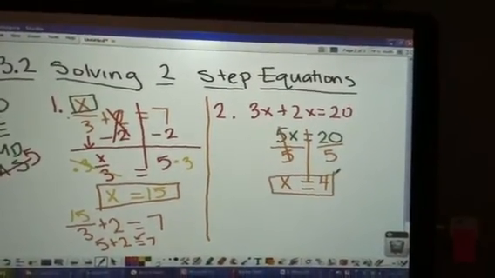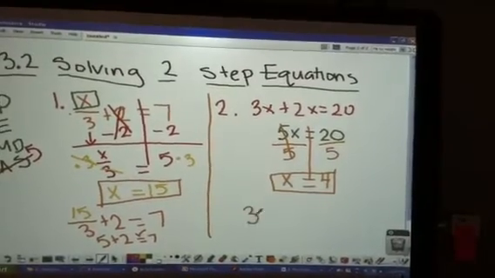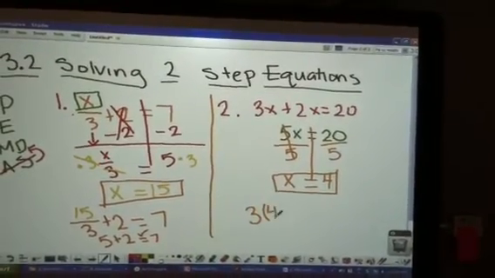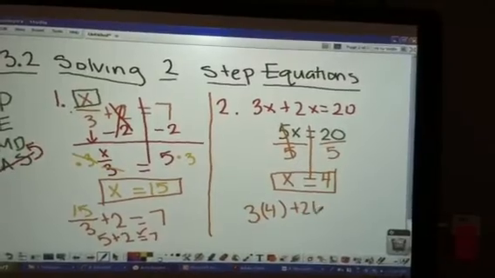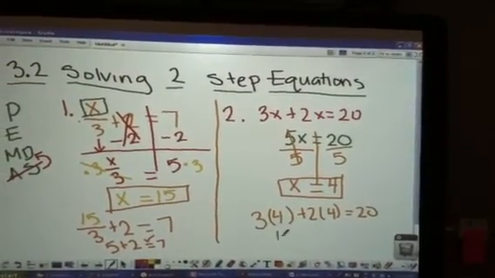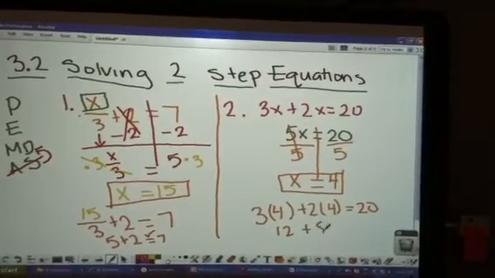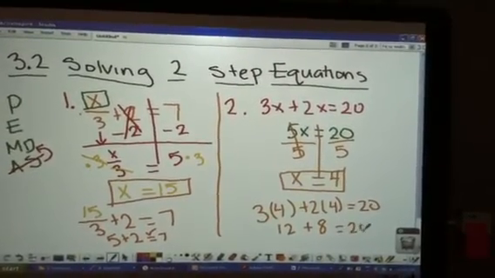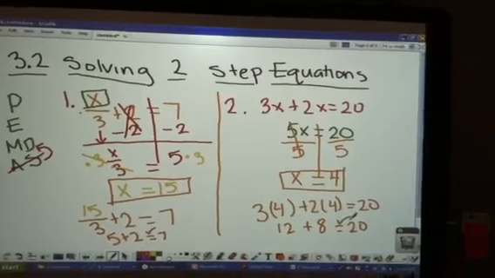Just like every other problem, we could check our work. We substitute in the 4. And we need to make sure that that equals 20. 3 times 4 gives us 12. 2 times 4 gives us 8. And 20 does equal 20.